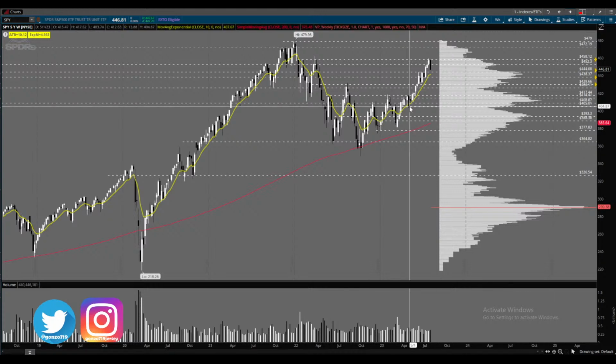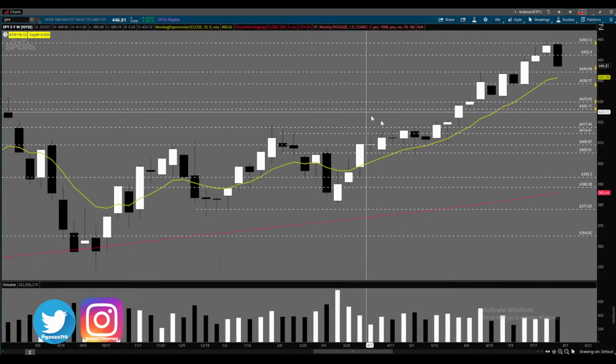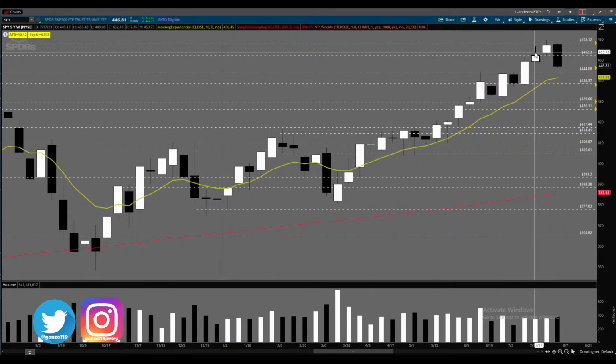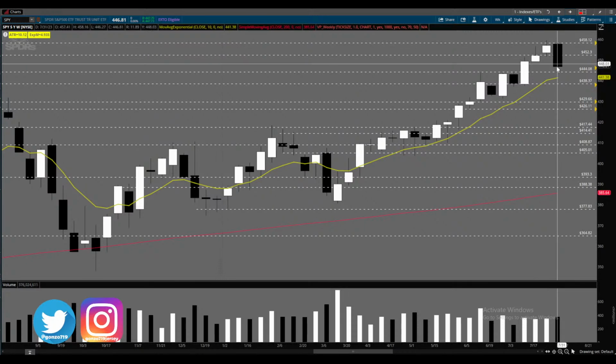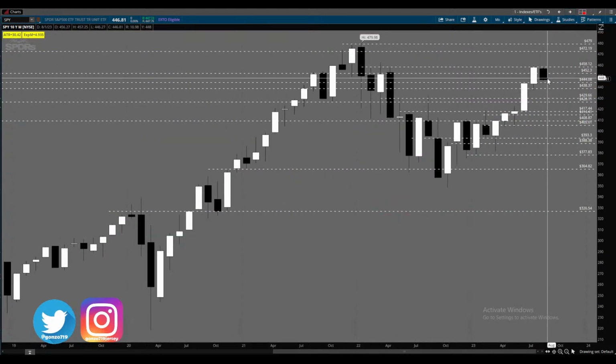Weeklies. Let's look at our weekly. So obviously, look at that. We took two of the last weeks out with one candle last week. Okay. Pretty bearish candle, right? If you look at it on a weekly. Okay. Monthlies, obviously, that's last month. We're already past the midpoint of the last month, so taking back a lot of the gains in July.